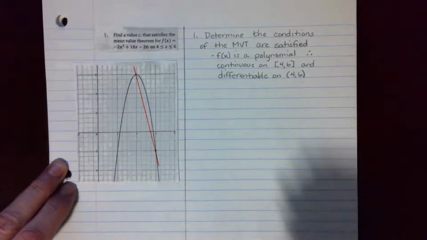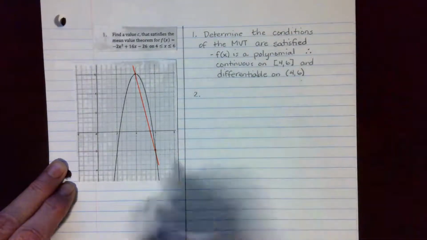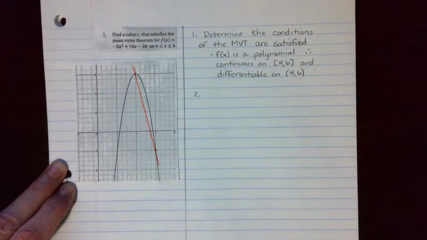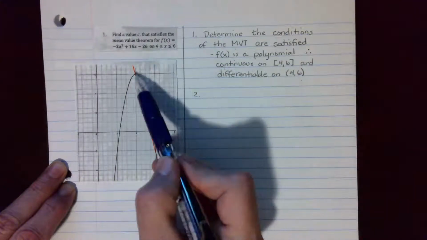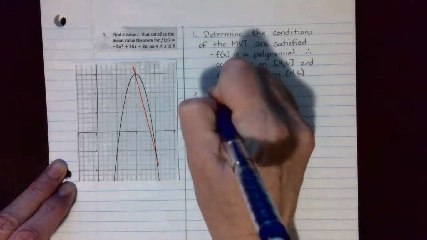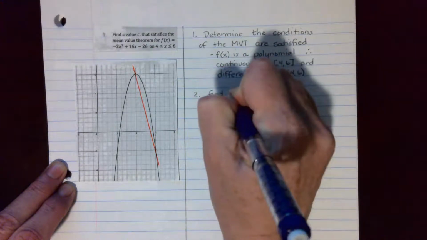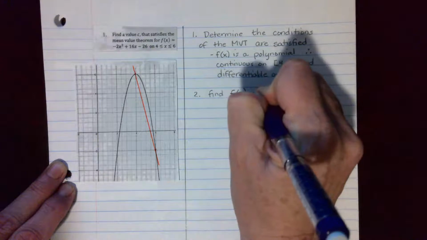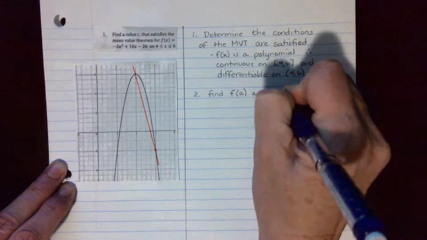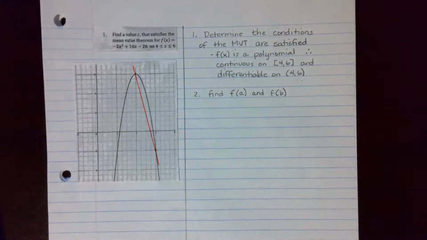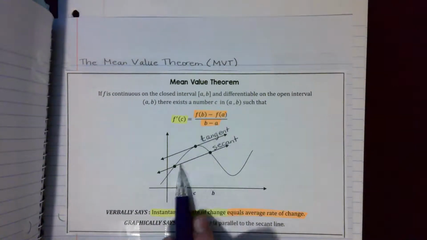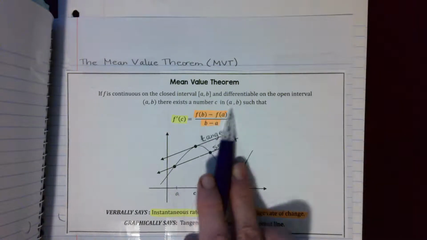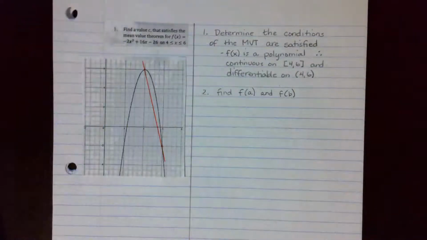Okay, so the second thing we're going to do is find what the slope of the secant line is. Well, if you want to find the slope of the secant line, and these are your endpoints, you have to find the y values that go with them. Okay, so we are going to find f of a and f of b. And I'm using f of a and f of b because in our original formula for slope, they called the endpoints of the interval a, b. Okay, so that's why I'm using those two things.